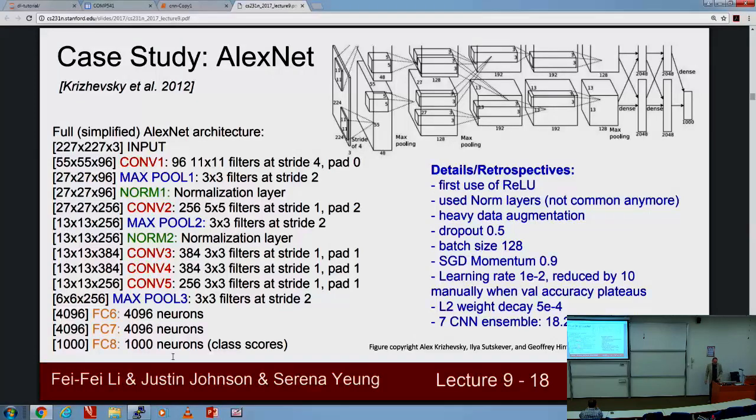Other details: ReLU, the most popular activation function today. AlexNet was the first system to use it. The norm layers are not used anymore, as we mentioned before. They actually did heavy data augmentation. What does that mean? Even though the training set contained 1 million images, AlexNet was not satisfied with that. It took those images and it shifted them a couple of pixels, it added some noise, it did all sorts of other transformations to increase the dataset size. They used dropout.